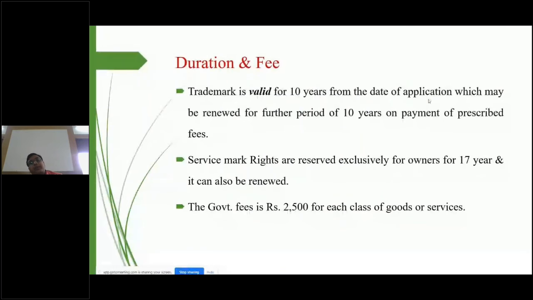Similarly, there are duration and a fee for the trademark also. A trademark is valid up to 10 years. A patent is valid up to 20 years. And this is valid up to 10 years from the date of application, which may be renewed for a further period of 10 years on payment of the prescribed fee. We can extend our trademark validity by 10 years by paying the required fee.